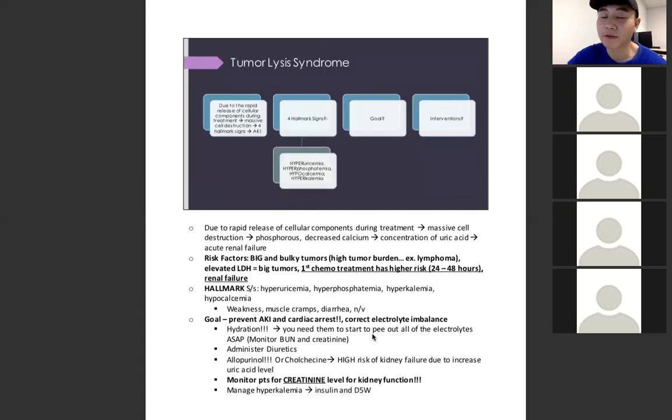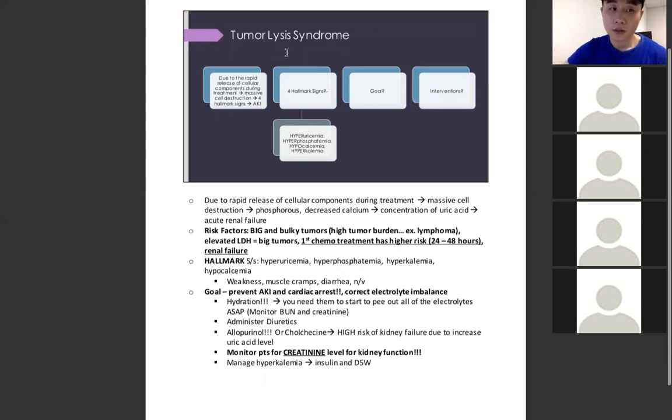All right, five more slides only, guys. Okay, we got this. So tumor lysis syndrome, I want you guys to specifically focus on this. Let's take a breath and let's get this, because tumor lysis syndrome is an important syndrome in the oncology chapter, and it will be on the exam. Tumor lysis syndrome is due to the rapid release of cellular components during treatment, massive self-destruction, and four hallmark signs include hyperuricemia, hyperphosphatemia, hypocalcemia, and hyperkalemia.